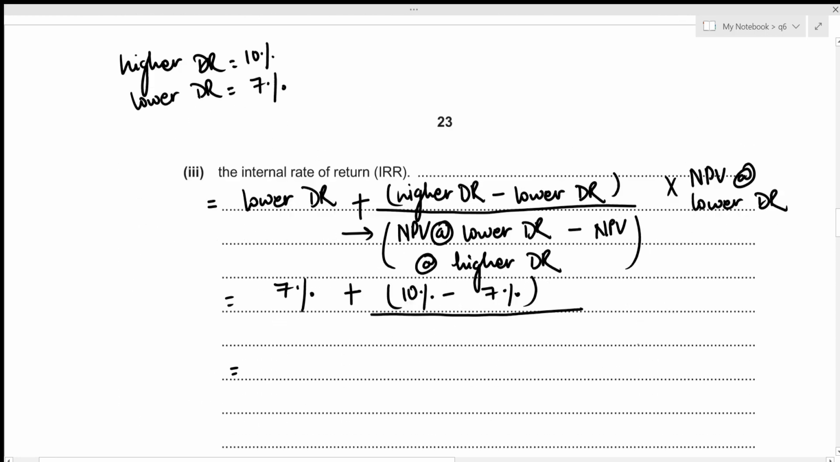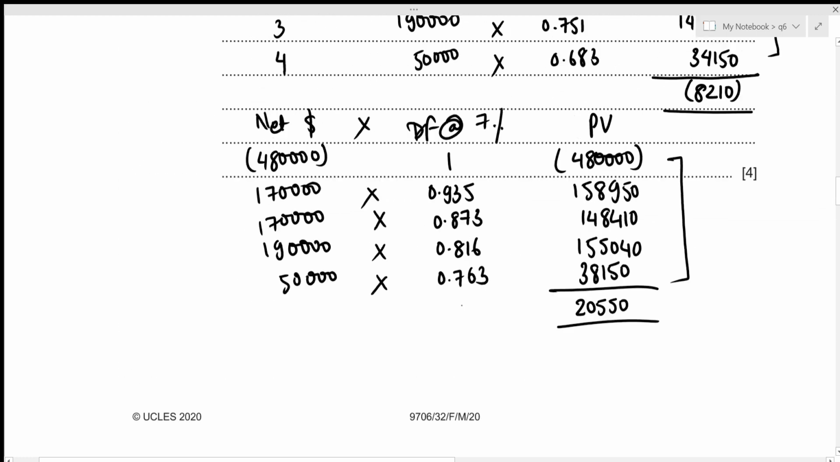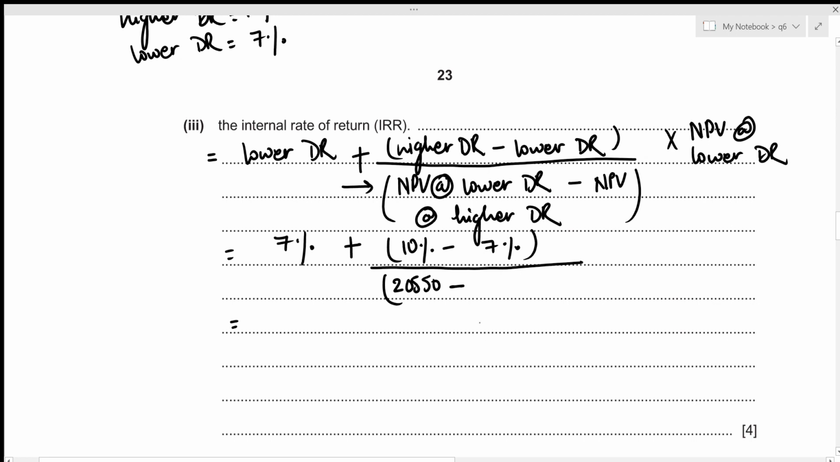Let's write it down. That's 20,550. And now we need to subtract the net present value at the higher discount rate, which we figured out above. And this has a negative value of 8,210. And we're already subtracting it, so that's a double negative sign, which results in a plus, right? So we are going to add the value of 8,210. And now we need to multiply it with the NPV at the lower discount rate, which is 20,550.